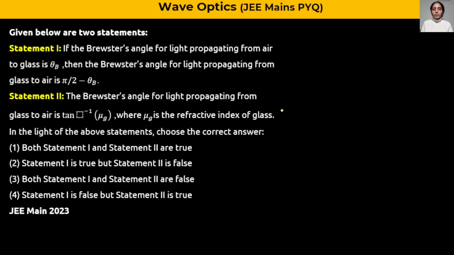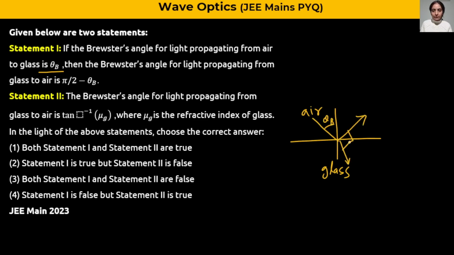Now let us move to this one. If the Brewster's angle for light propagating from air to glass is theta b. So चलो सबसे पहले light किधर से किधर जा रहा है? Air to glass. And for this we are defining Brewster's angle. So Brewster's angle का value आप क्या लिखोगे? Let's say this is theta b and this is this thing. You know that reflected light and refracted light के बीच में angle 90 degree होता है. This is your theta b. So this will become how much? 90 minus theta b.